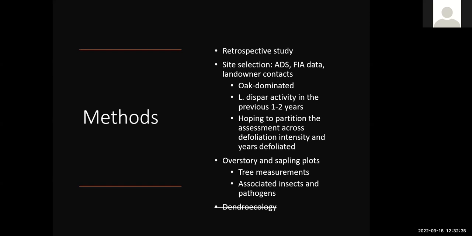We put in overstory and sapling plots. We did not do understory vegetation plots because at that point we thought we were going to be moving pretty fast across the landscape. We were hoping for 40 or 50 sites, but we didn't end up with that many. But we have good measurements on trees, the sapling layer, living and dead trees, all of that. Also associated insects and pathogens. I'm not going to touch on the pathogens today, but I'll hit a little bit on one slide on insects, non-defoliating insects.